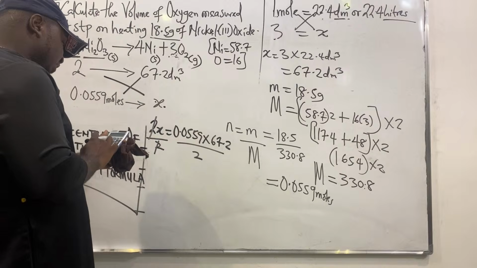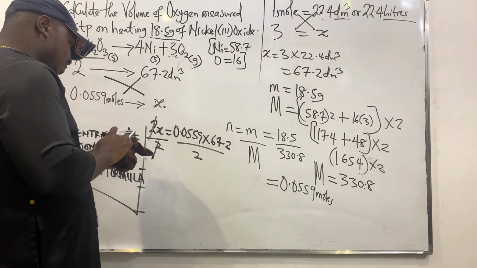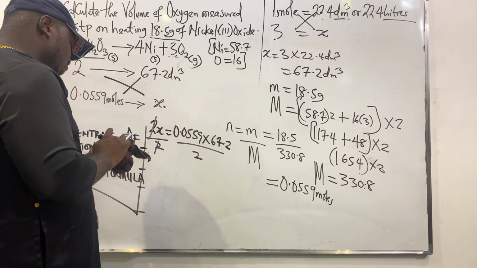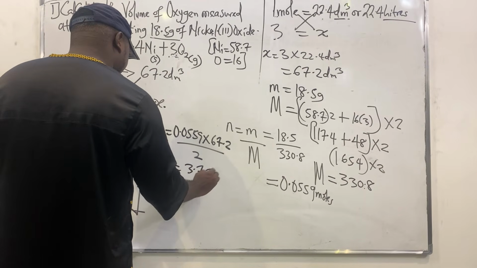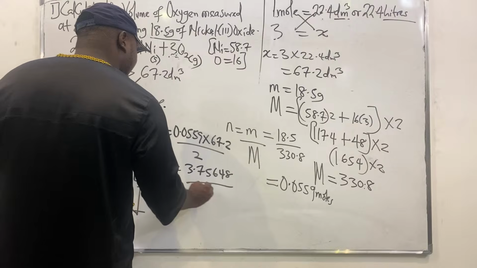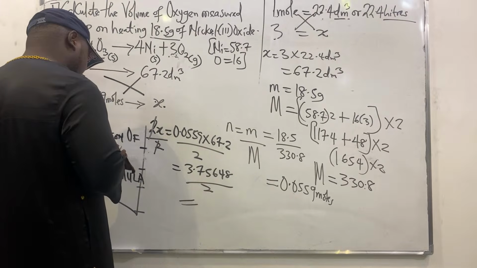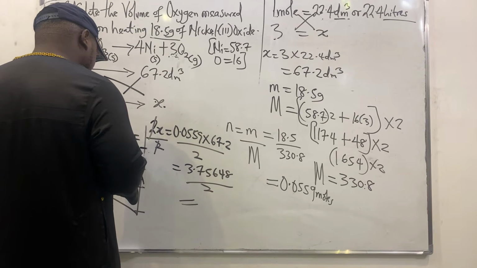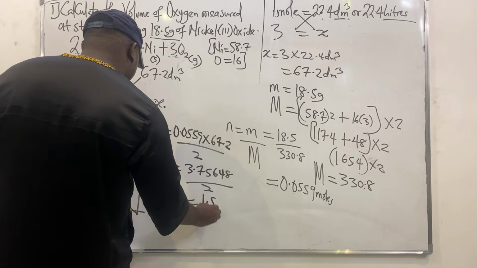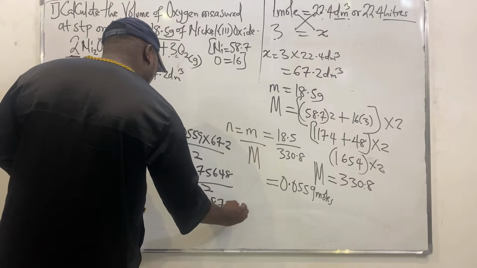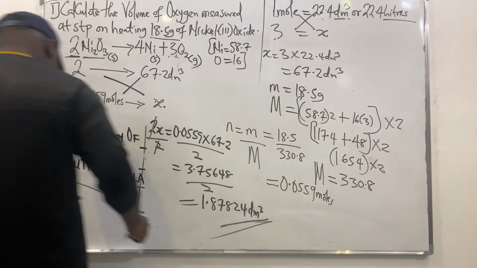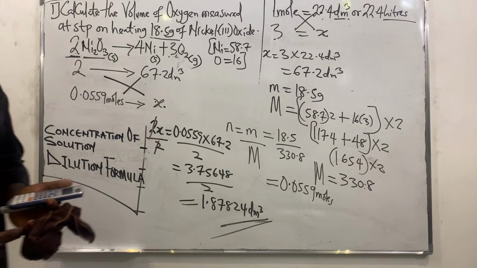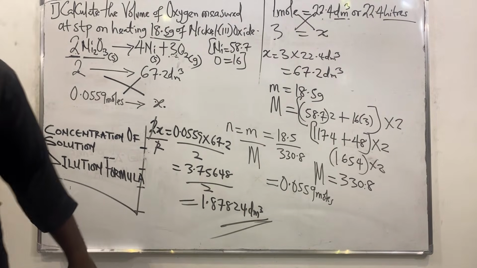So you have 0.0559 multiplied by 67.2 equals 3.75648. Now divided by 2 will give us 1.87824 dm³. Class, this is the volume of oxygen that will be formed.